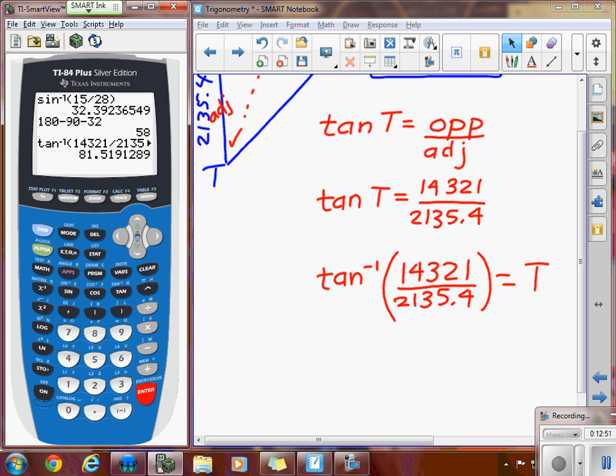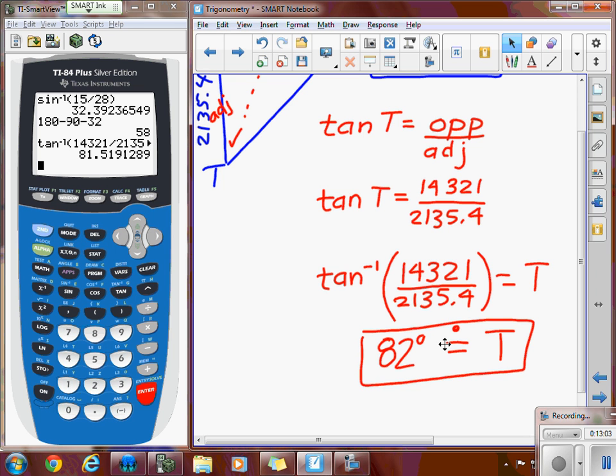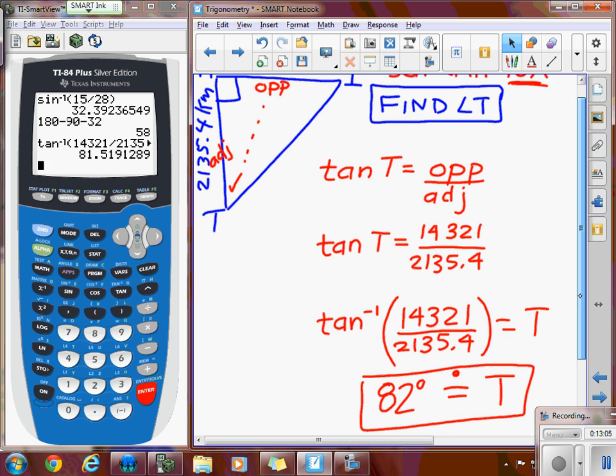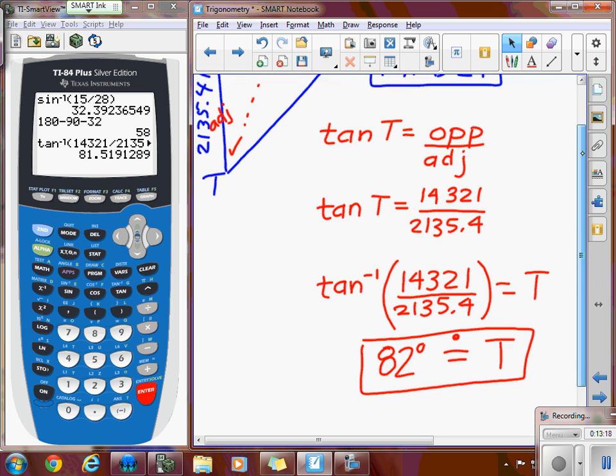But like we said, we usually round degrees to the nearest degree. So we'll say roughly, approximately, that's what that dot means, 82 degrees is angle T. And remember, if you have angle T, you already know what angle I should be. It would just be 180 minus this 82 minus the 90 that's already there, and that would give you angle I. The question's not asking for that, but just remember, once you know two angles, you definitely know the third.